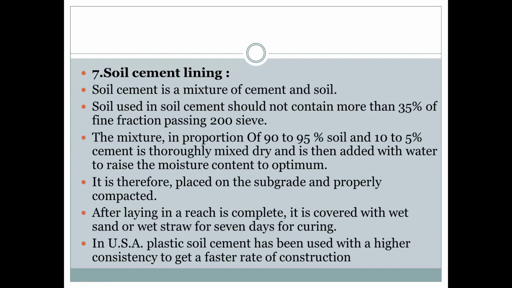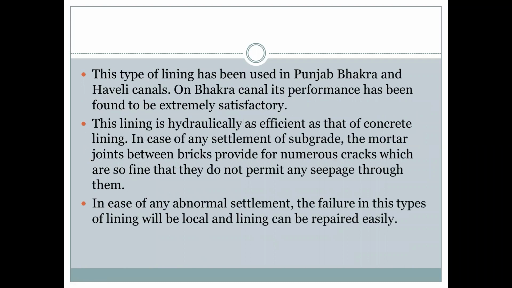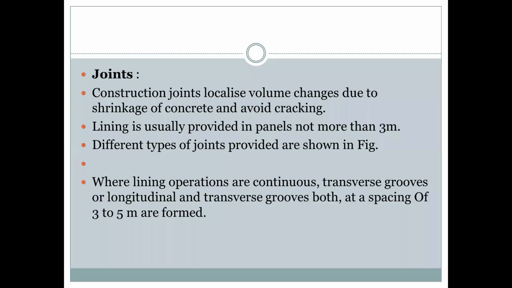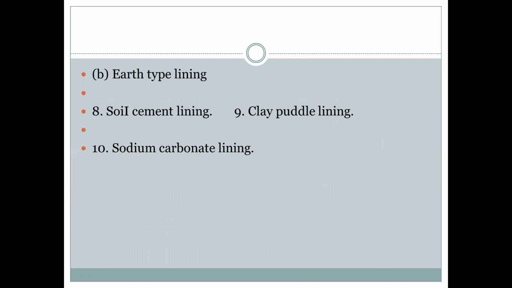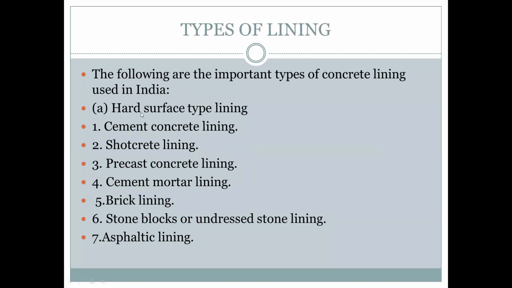Seventh one is soil cement lining. So these are the 7 types. After this, we have seen the different materials. These are the hard surface type lining.